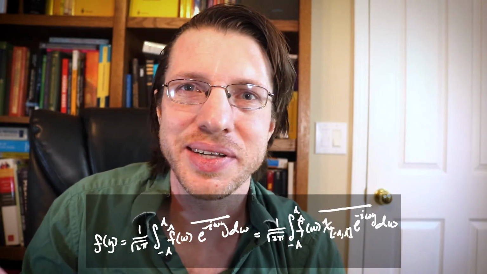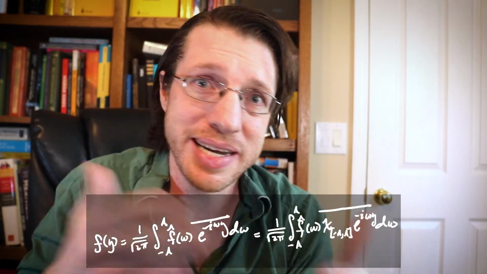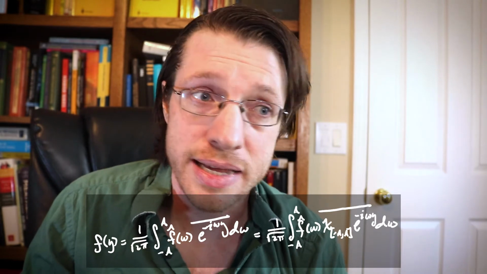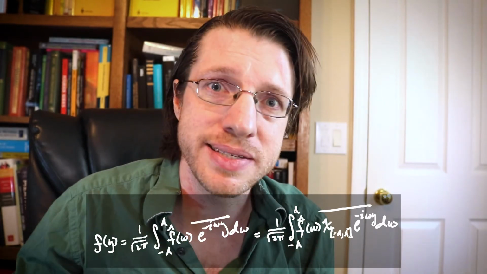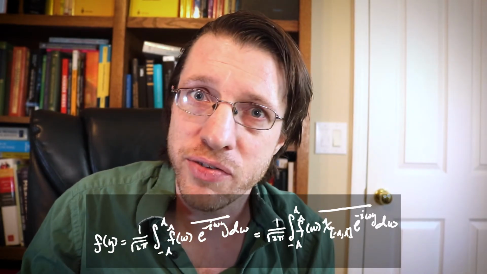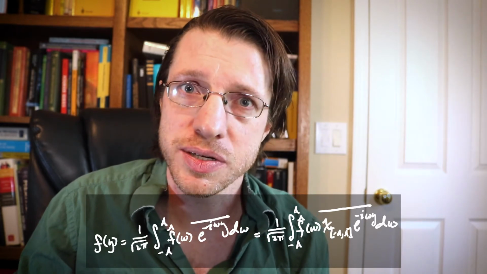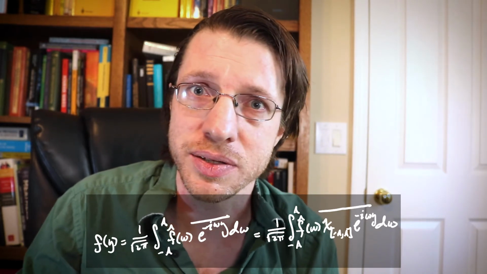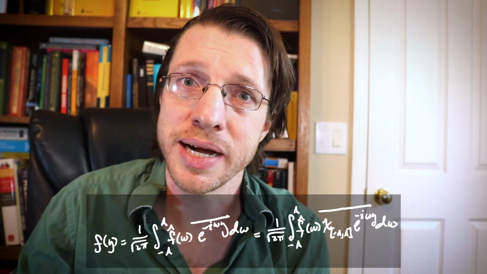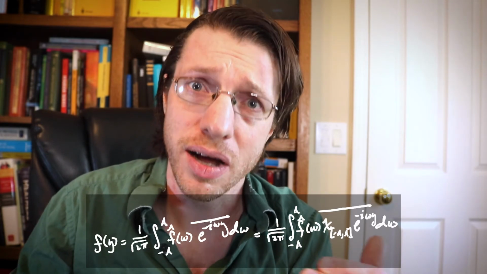But what you're missing there then is that e to the minus i y omega is not compactly supported, so it can't be inside of our Paley Wiener space. So how do we fix this? Well, we're going to make a change here that isn't going to change anything else about our inner product, and that is we're going to multiply by the characteristic function of negative a to a.